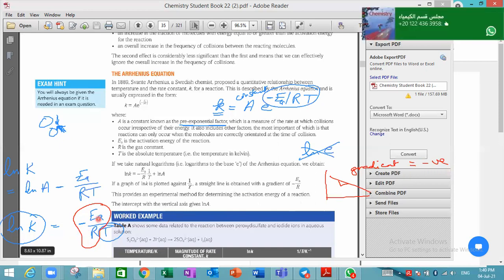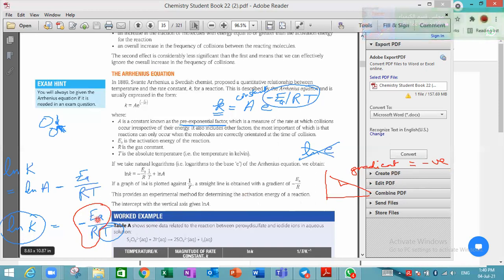So this slope equals minus EA over R, from which we can calculate the activation energy of this reaction. And it usually comes up in the exams, as we are going to see when we solve past papers. The relation between the rate constant K and the temperature T was worked out by a scientist called Arrhenius, and he postulated the Arrhenius equation, which shows the relation between the rate constant and the temperature, where ln K equals ln A minus EA over RT.